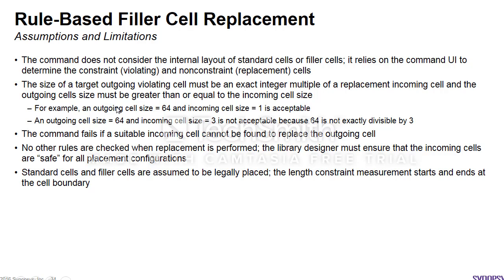And we have a limitation here, so you need to take care. For example, if your outgoing cell size is 64 and your incoming cell size is 1, it's okay. But if the outgoing cell size is 64 but your incoming cell size is 3, it's not acceptable because 64 is not divisible by 3. So I must take care of this part. Thank you.